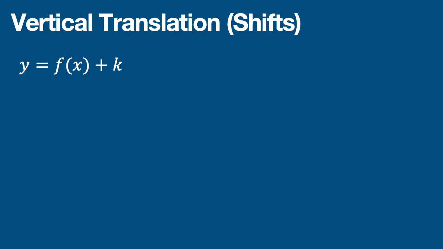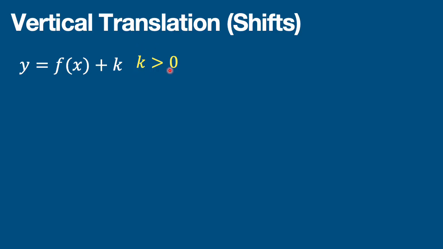Now, let's start transformations. We know all the parent functions. First one is vertical translation. Vertical, you're going to move the function up and down. That's what we call vertical translation. So how do we change the form of the function? f(x) is a parent function. You're going to add a k value. Depending on the k value, you're going to move the function up or down.